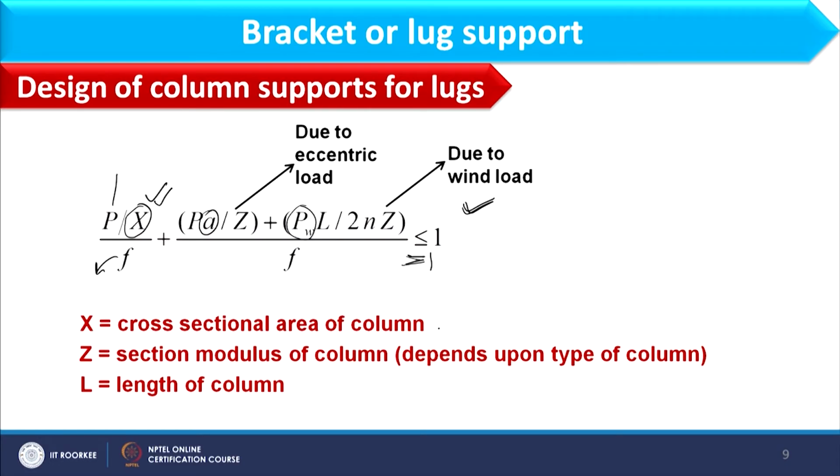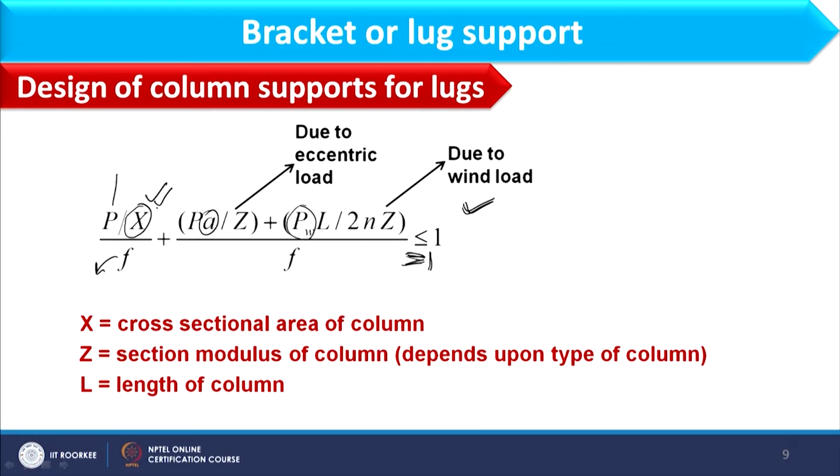So X is the cross sectional area of the column, Z is the sectional modulus of the column or structure, and L is the length of the column. Now what will happen over here, I have equated this to 1 and calculated the value of X.